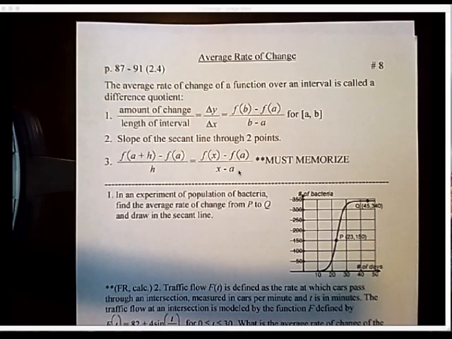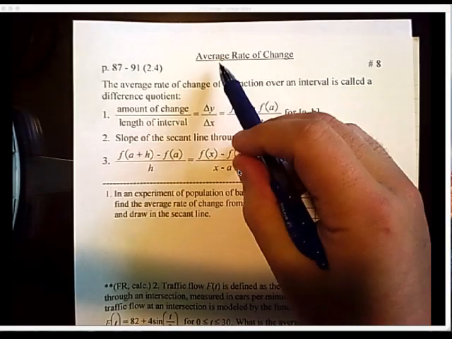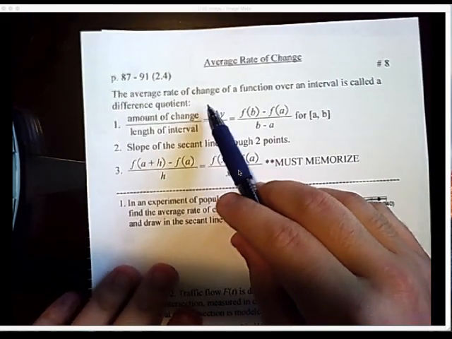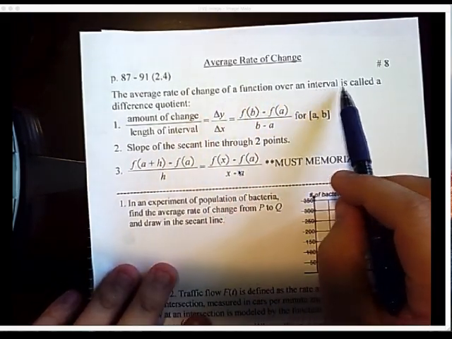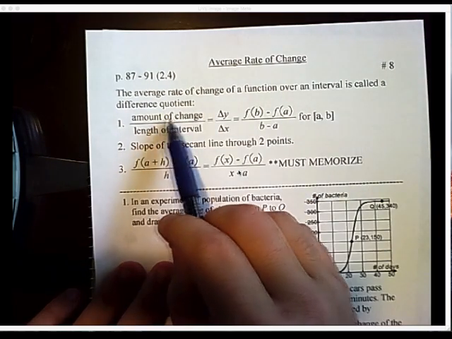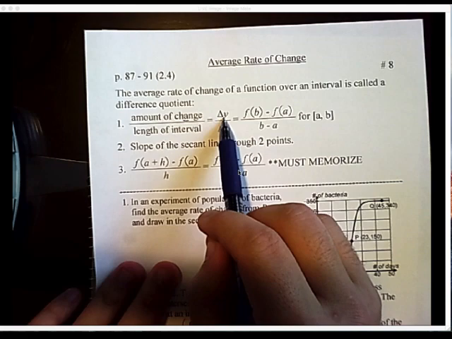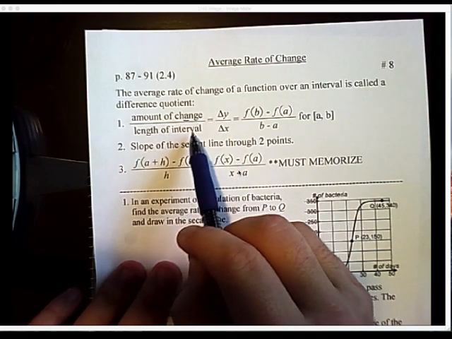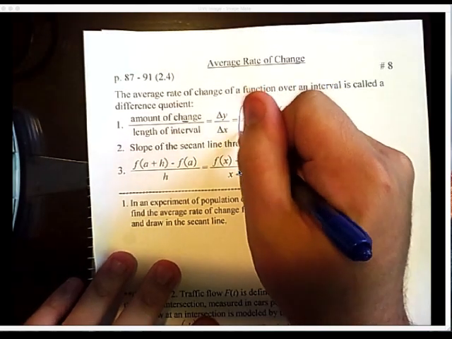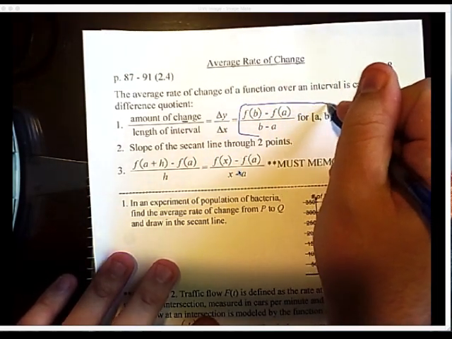All right, this is note card 8. It's titled The Average Rate of Change. So it says the average rate of change of a function over an interval is called a difference quotient. And the way we find it, we take the amount of change, or the delta y, over the length of the interval, which is the delta x. So this is the formula for the average rate of change.